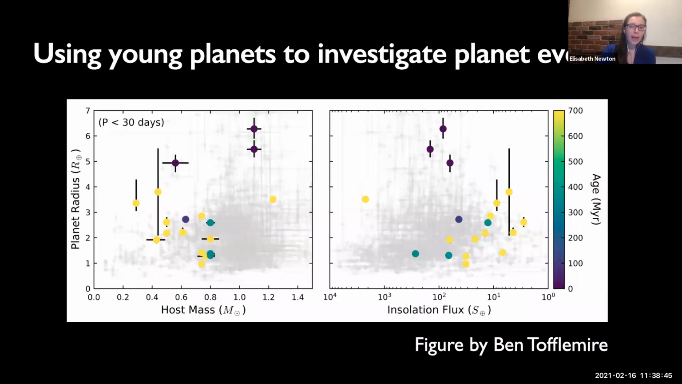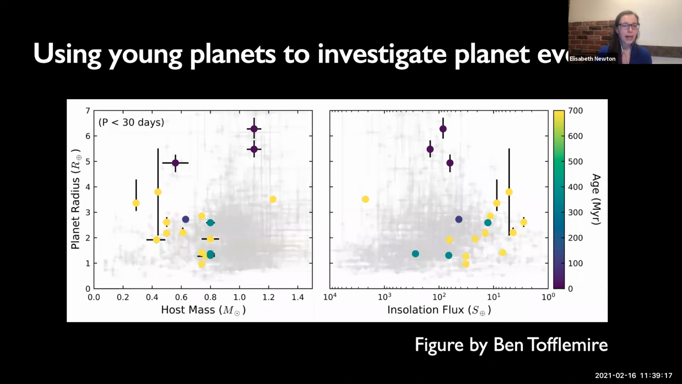This plot from Ben Toffelmeyer shows planet radius as a function of either mass of the host star or the insolation flux. So the gray points are planets of unknown ages, so they're drawn from the NASA database. But generally, they're field stars. They're usually in the thin disk. So that means they're going to be like a few to 10 billion years old. The colored points are planets where we do know the age, primarily due to membership in the Young Stellar Association.